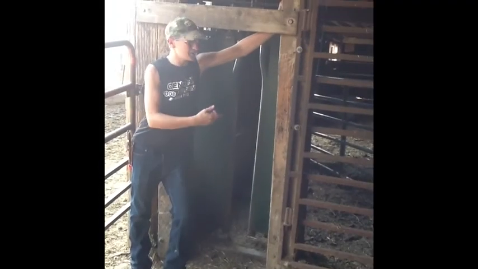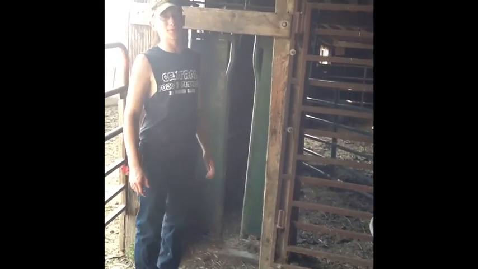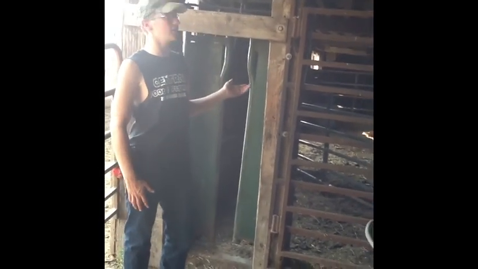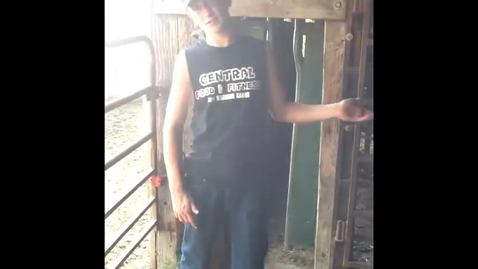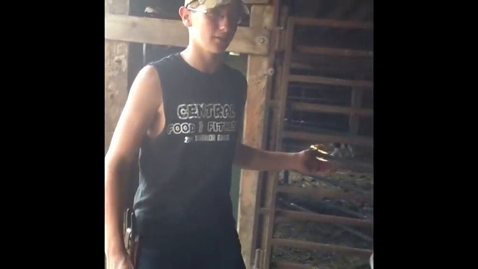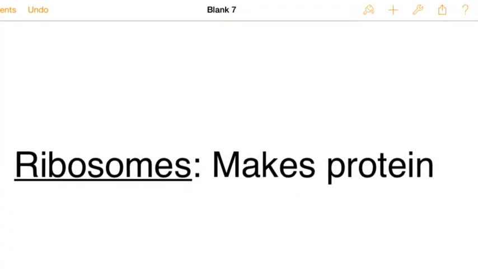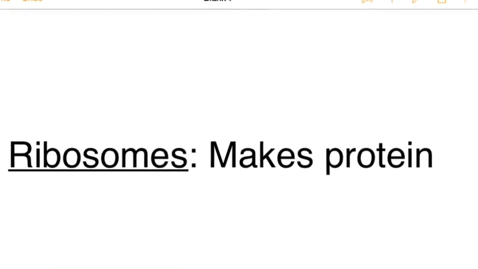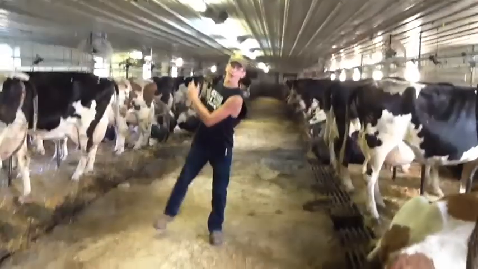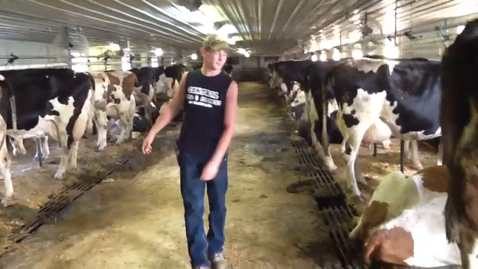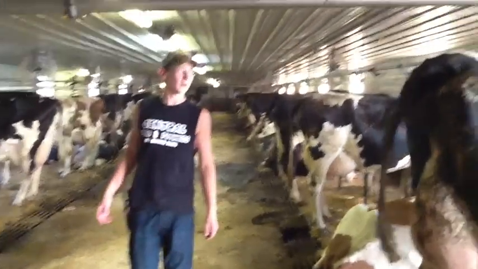This beam right here is like the cytoplasm of the cell. This is the barn, it's the structure of the barn. Therefore, it holds it up, just like the cytoplasm does of the cell. These are the cows. They eat and produce protein, so they're the ribosomes.